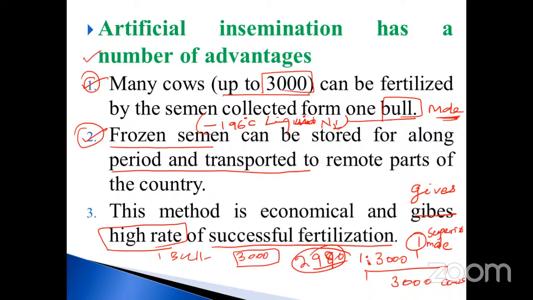Up to 3,000 cows can be fertilized by the semen collected from one bull. Frozen semen can be transferred from one place to another, which we already discussed. This method is also highly economical and gives a high rate of successful fertilization. One bull to 3,000 cows.